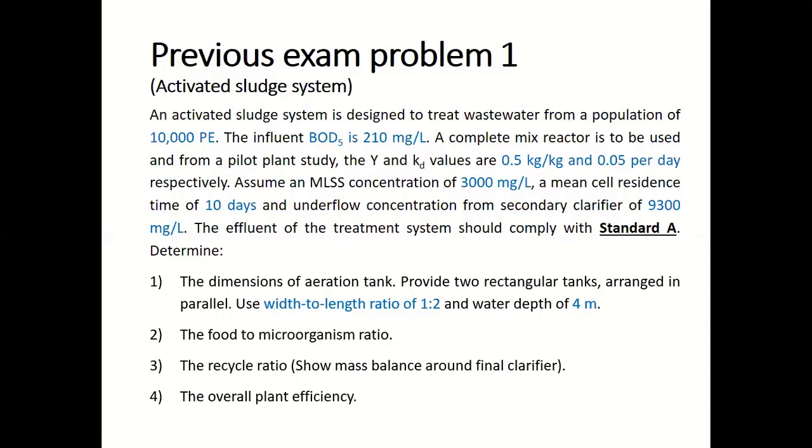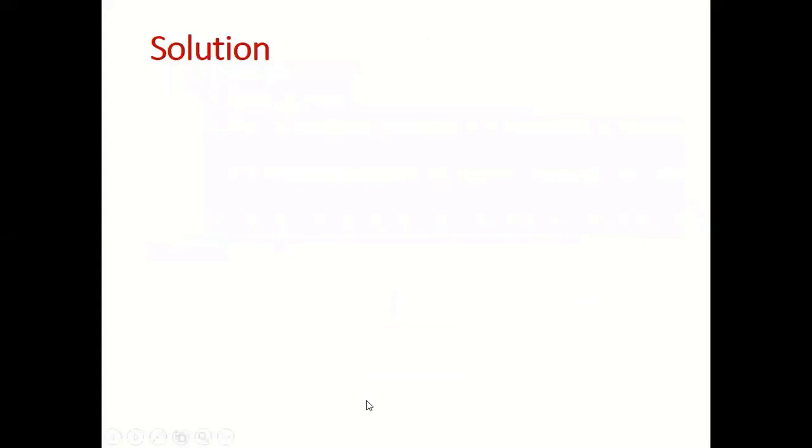Now the food to microorganism ratio, you have to calculate the recycle ratio R, and you have to show mass balance. If you didn't show mass balance, you will lose marks, because everything is marked with a specific amount of marks. Now the overall plant efficiency, which means how much percentage of BOD is removed. Okay, this is the solution.